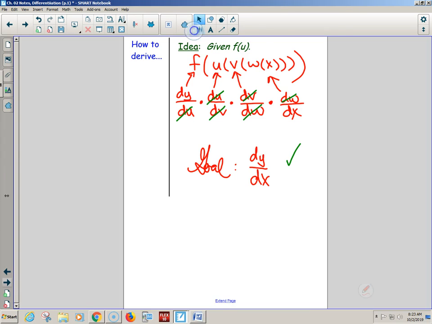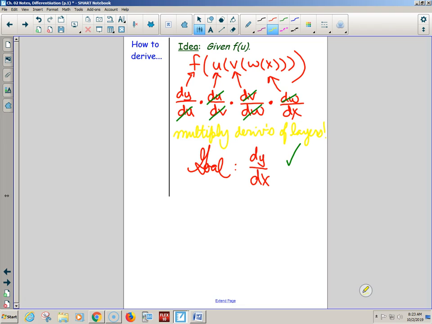Multiply. So it's all about multiplying the derivatives of the layers. It's all about multiplying the derivatives of the layers. Each and every matryoshka needs their derivative. Now, this gets a little bit tricky, a little bit sticky, a little bit confusing if you don't decompose.